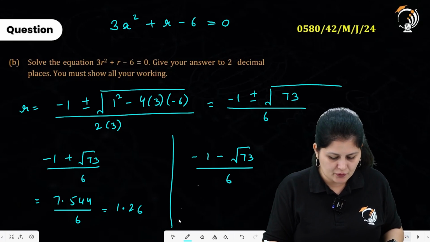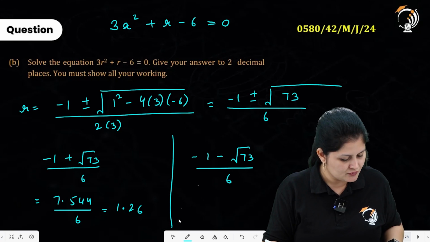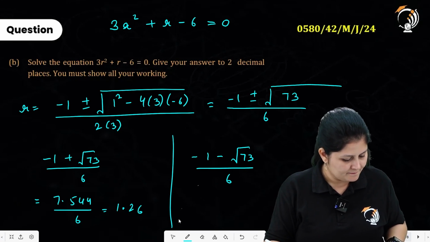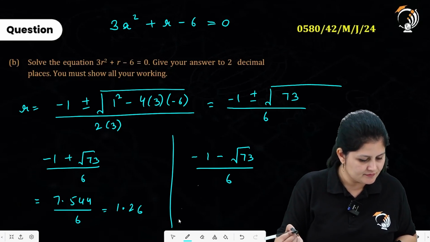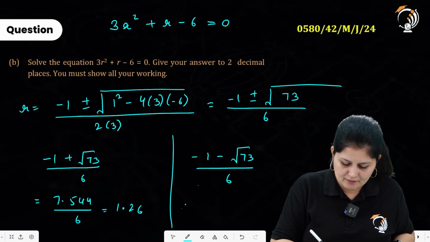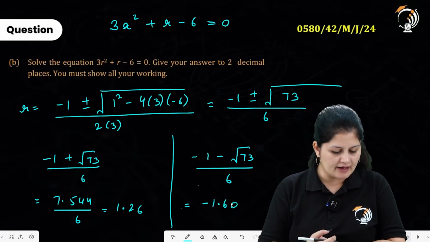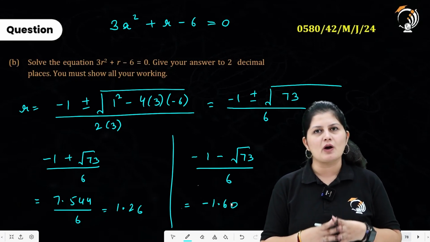Firstly, we are going to do the square root of 73 minus 1, just a second, divided with 6. So we are getting it as minus 1.60. So these are the two values of r that we are going to get after solving this. Okay, so this is how we are going to use a quadratic formula.